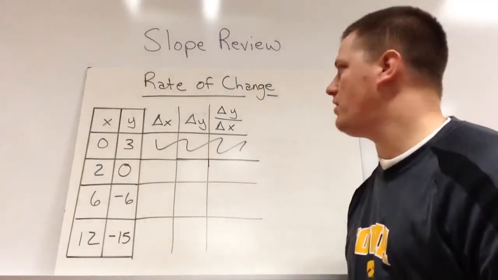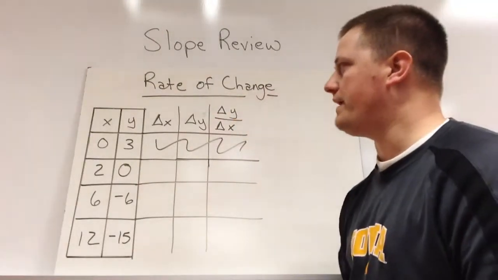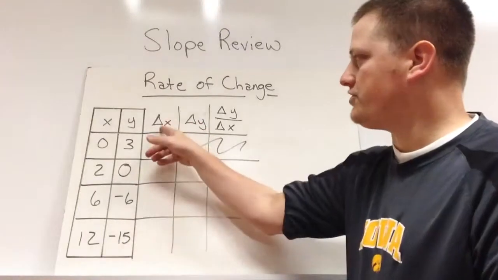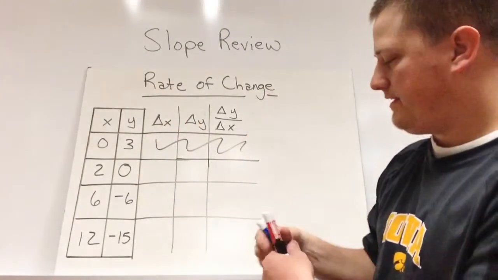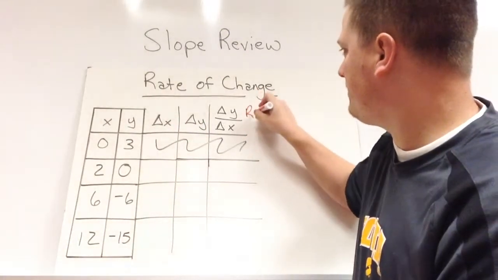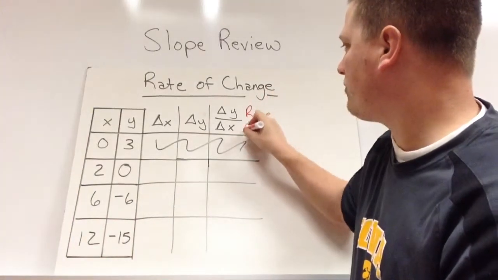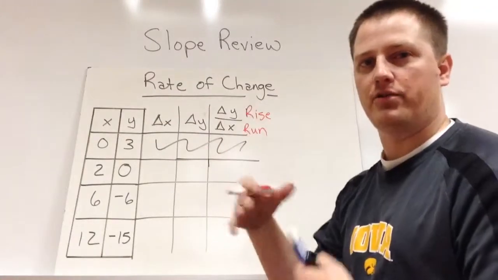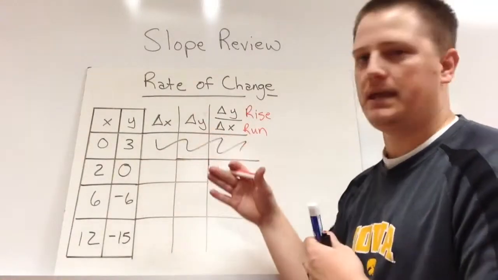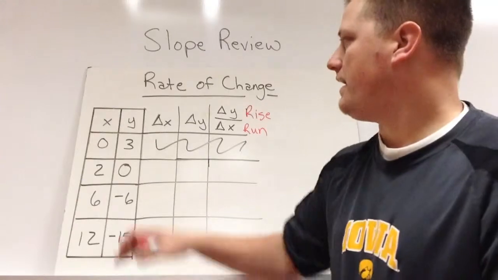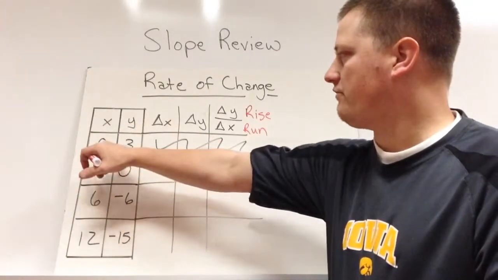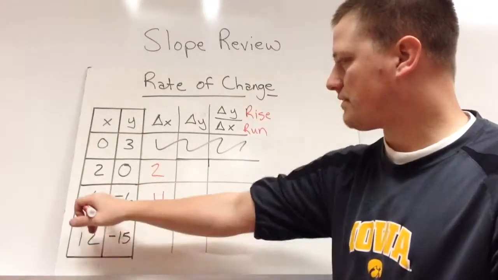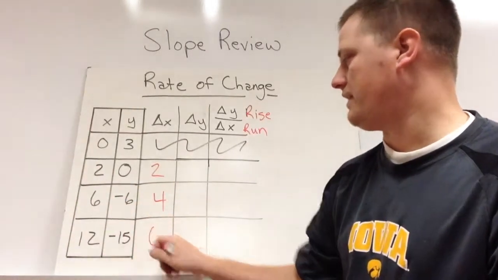Another way that we find slope is using what's called rate of change. Rate of change utilizes delta x and delta y, or change in x and change in y. And this is really just rise over the run, delta y being the up and down, the rise, and delta x being the left to right, the run. And so for delta x, we just go from 0 to 2 is 2, from 2 to 6 is 4, from 6 to 12 is 6.